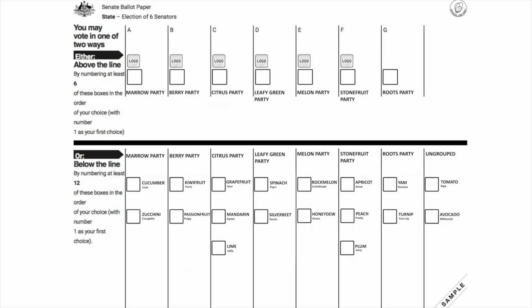Anyway, so you can see here that you have the option to vote either above the line or below the line. And we're going to talk about why this change was introduced in a later video, but let's just focus on the above the line part first. So above the line, you'll see that there are, in this instance, 7 different groups. All you need to do is number at least 6 of the boxes. So you can number all 7.